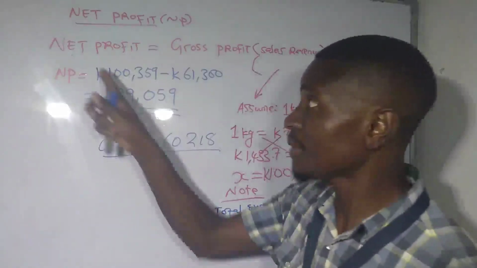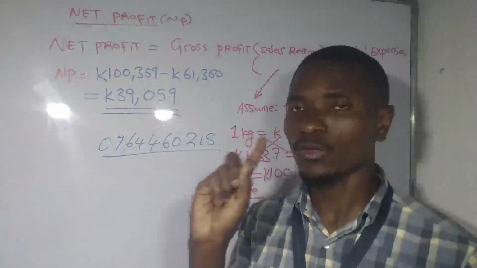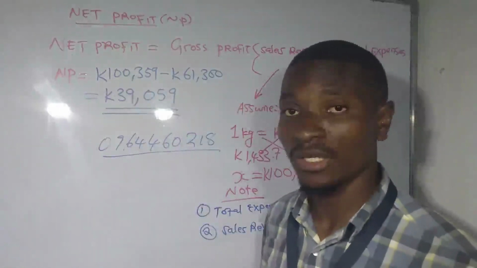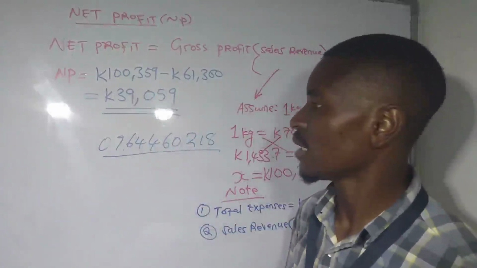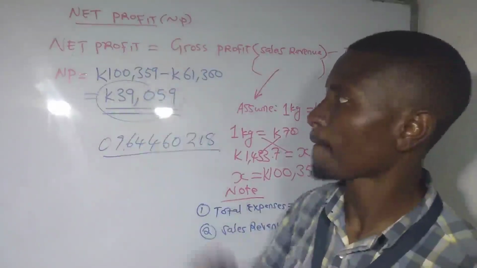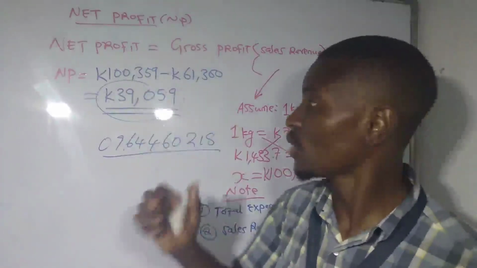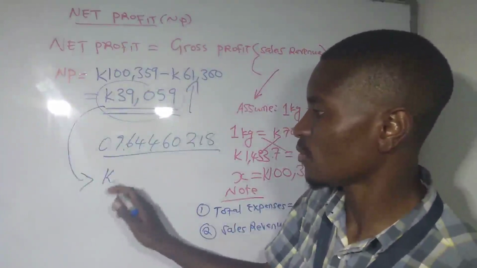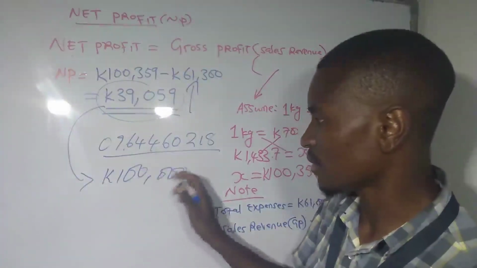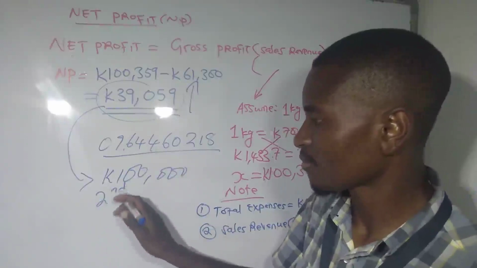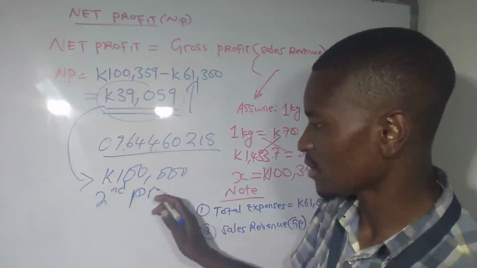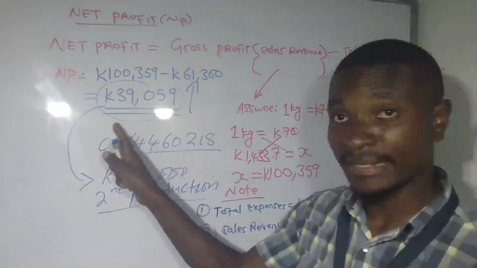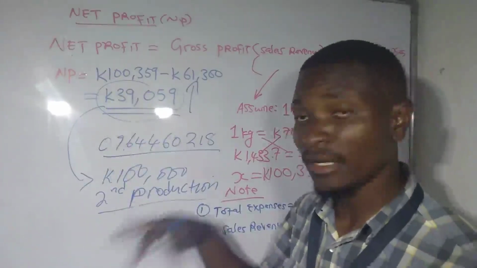Now remember that we are just starting. So this is our first starting point, which is how much we make. Then I'll come and show you how you can increase this to almost 100,000 in a second production. So you can raise this to 100,000 in the second production.